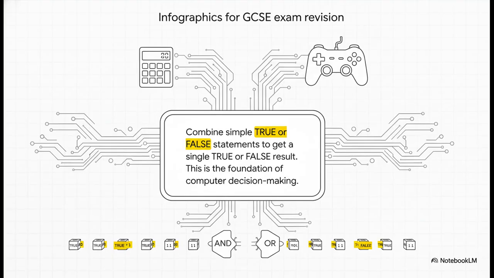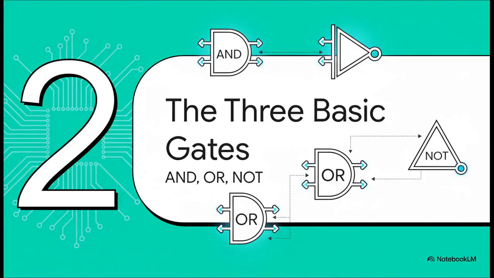And here's where it gets really cool. You take these dead simple true or false ideas, you start combining them in smart ways, and suddenly you can build these unbelievably complex systems. It's wild. Everything from your phone's calculator to the most insane video game graphics is just built on top of this one basic idea. So how do we actually do this combining?